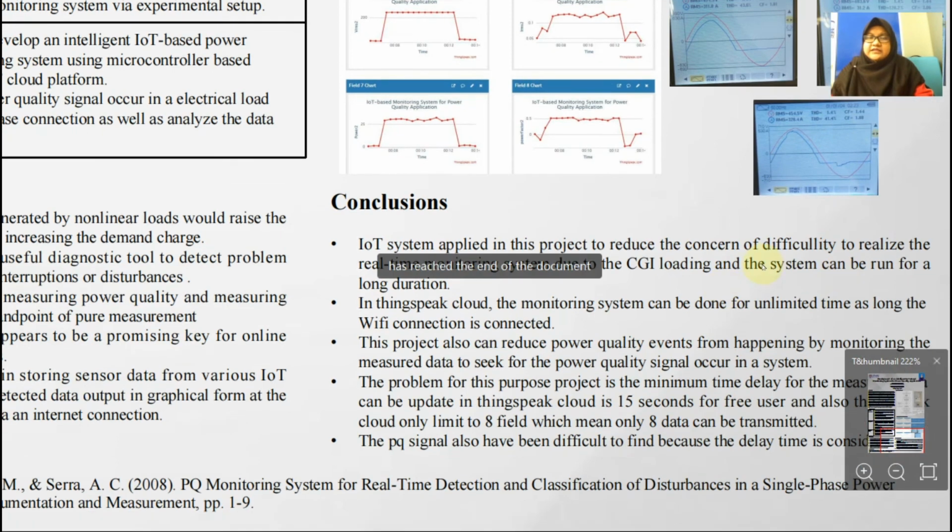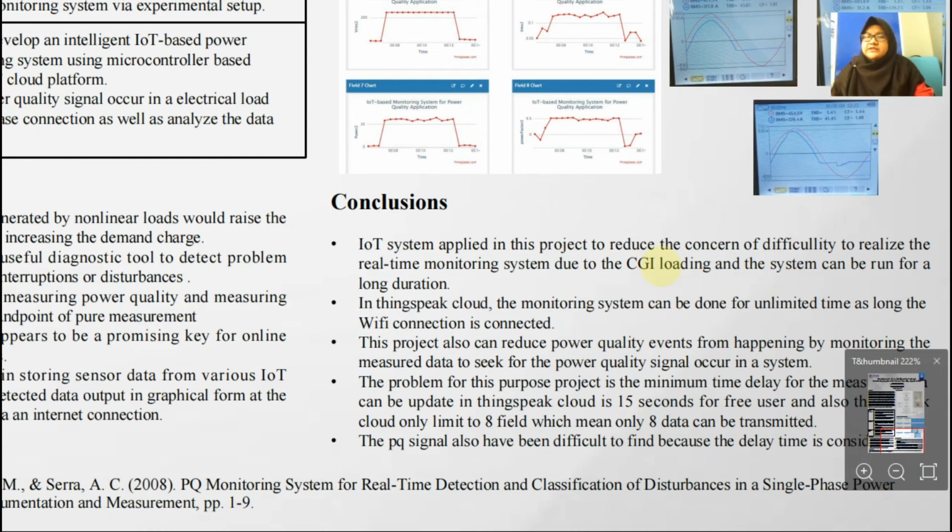So in conclusion, the IoT system applied in this project reduces the difficulty of realizing a real-time monitoring system due to the heavy loading, and the system can be run for a long duration. In ThingSpeak Cloud, the monitoring can be done for unlimited time as long as the Wi-Fi is connected. This project can also reduce power quality events from happening by monitoring the measured data to seek power quality signals occurring in the system.